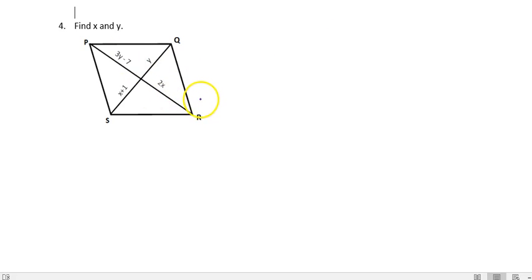All right, and then for our last example, we have a parallelogram that has the diagonals labeled inside of it. And the property that we know about the diagonals of a parallelogram is that they bisect each other. So they cut each other in half. So I know that this piece is congruent to this piece, and this piece is congruent to this piece. So I can use that information to set up equations.